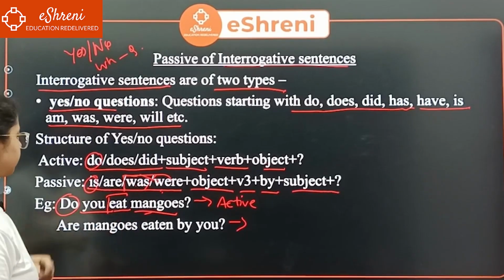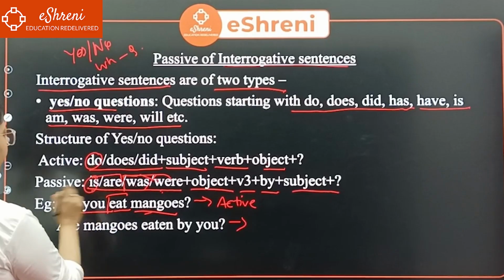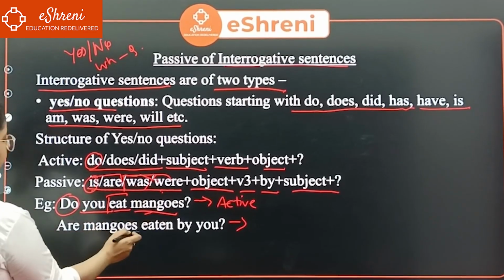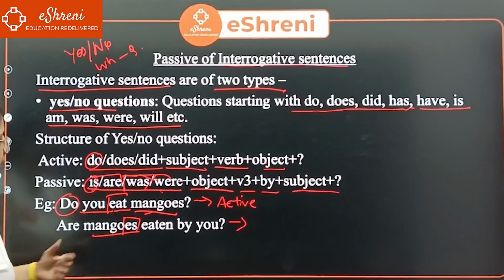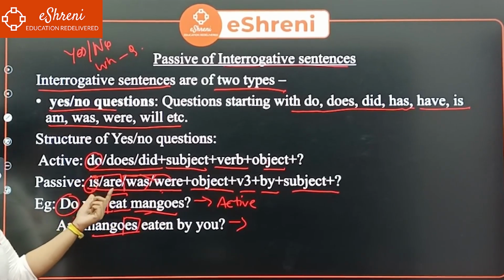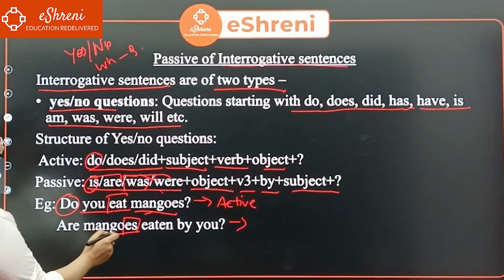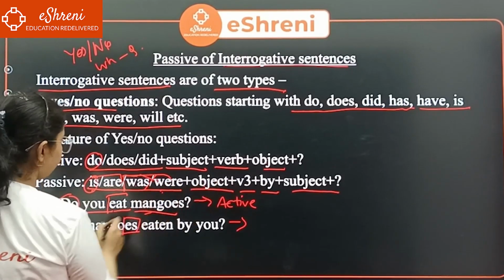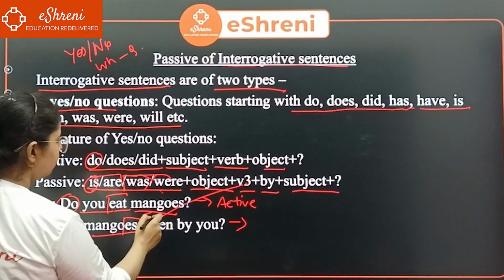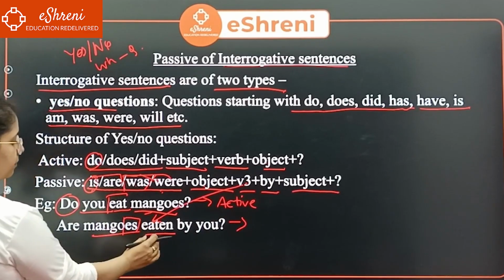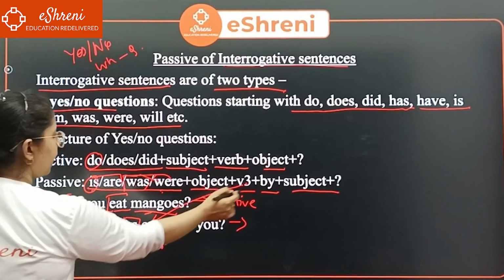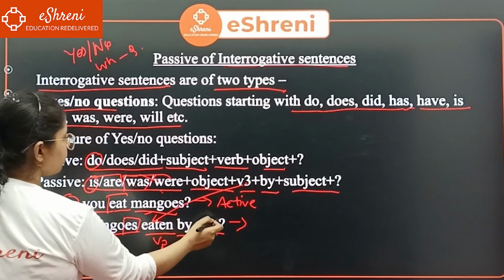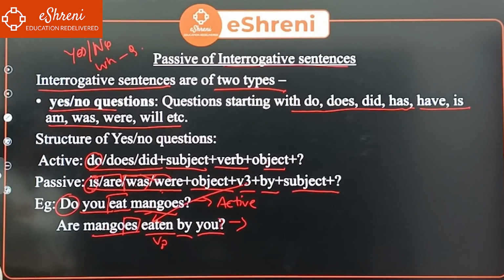This is present tense, so either is or are will be used. Since the object becomes the subject, and the word is plural, mangoes, that is why we cannot use is, we will have to use are. So, are mangoes eaten? There are mangoes, object mangoes, then V3 eaten, past participle form eaten, next by, and you, the subject comes here. So that is how you change the voice.